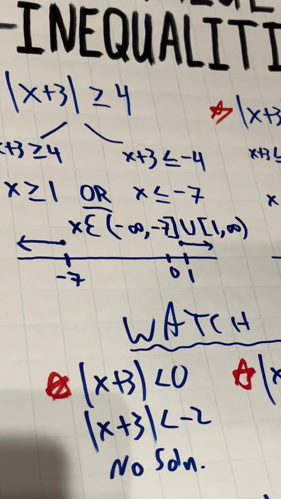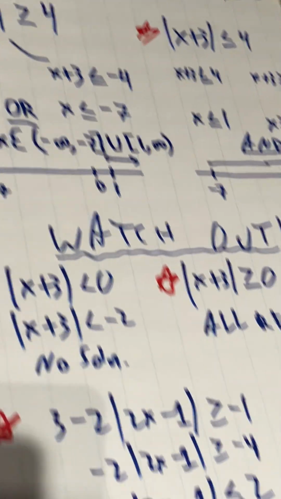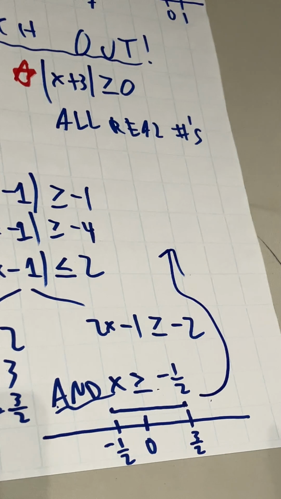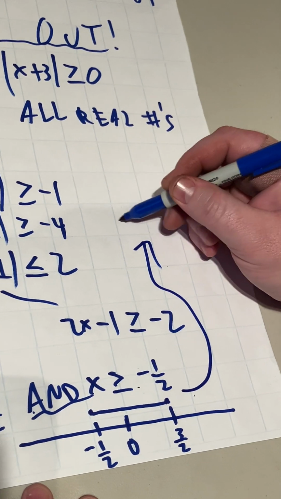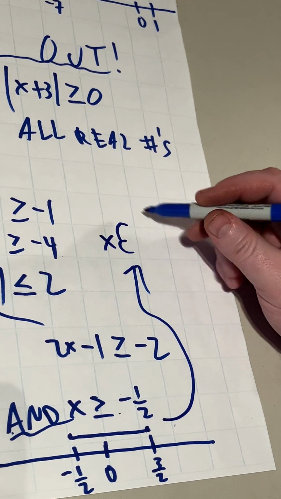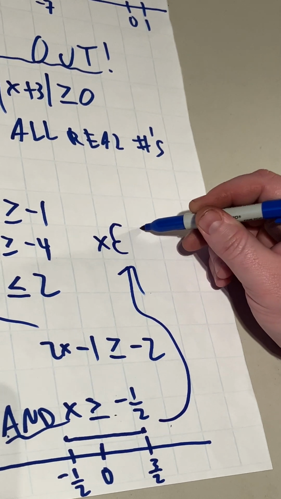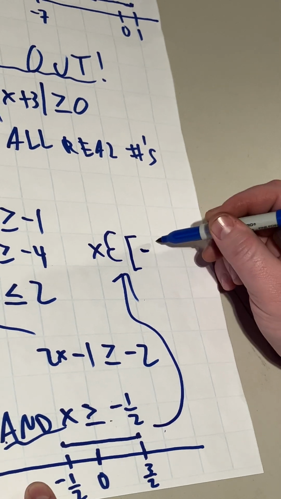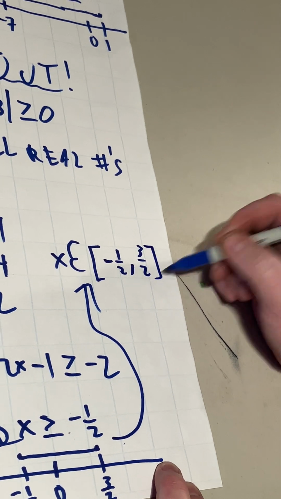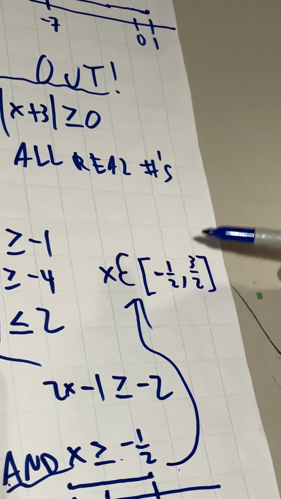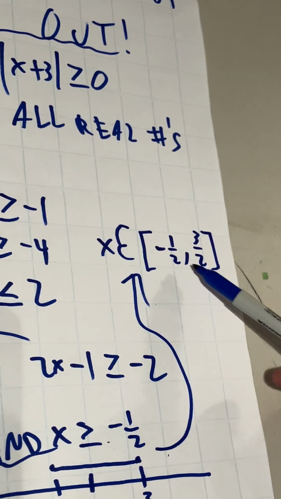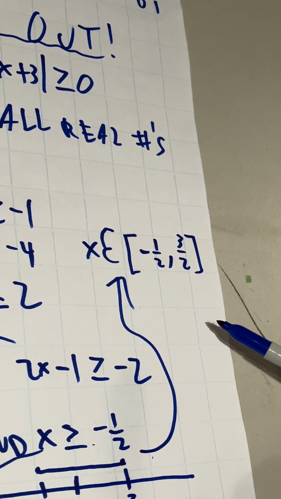Okay. If I were doing this for this problem down here, for example, I'll just write it here, right? What we would end up doing is saying x exists on, and in this case, it's just negative 1/2, comma, 3/2. And we're including both of them because it was a greater than or equal to problem. And we don't need any infinities and such because it was just between these two numbers.